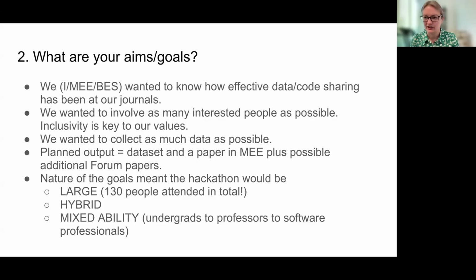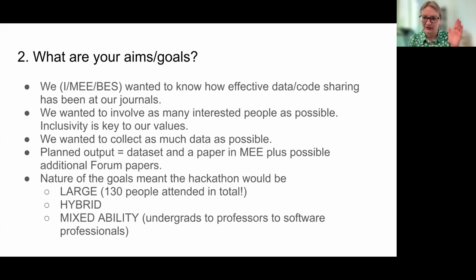I think inclusivity and transparency is really important. So we wanted to allow anybody who wanted to be involved, and also to collect as much data as we could in a short period of time. The planned output was to have a big data set, but also a paper that we could submit to Methods in Ecology and Evolution, plus additional potential papers if there were side projects that people came up with.